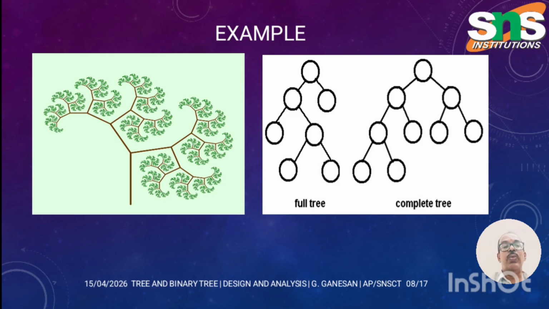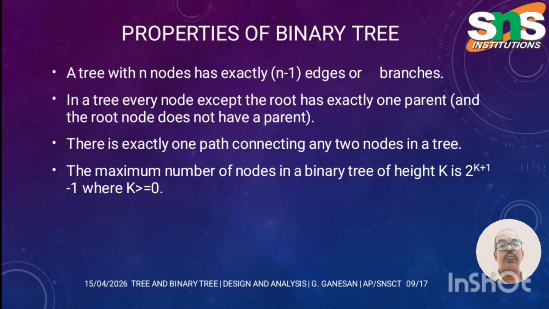Then one more tree, the complete tree. What do you mean by a complete tree? All nodes have exactly two children. Yes, so this type of tree is called a complete binary tree. All the nodes have exactly two children in a complete tree.